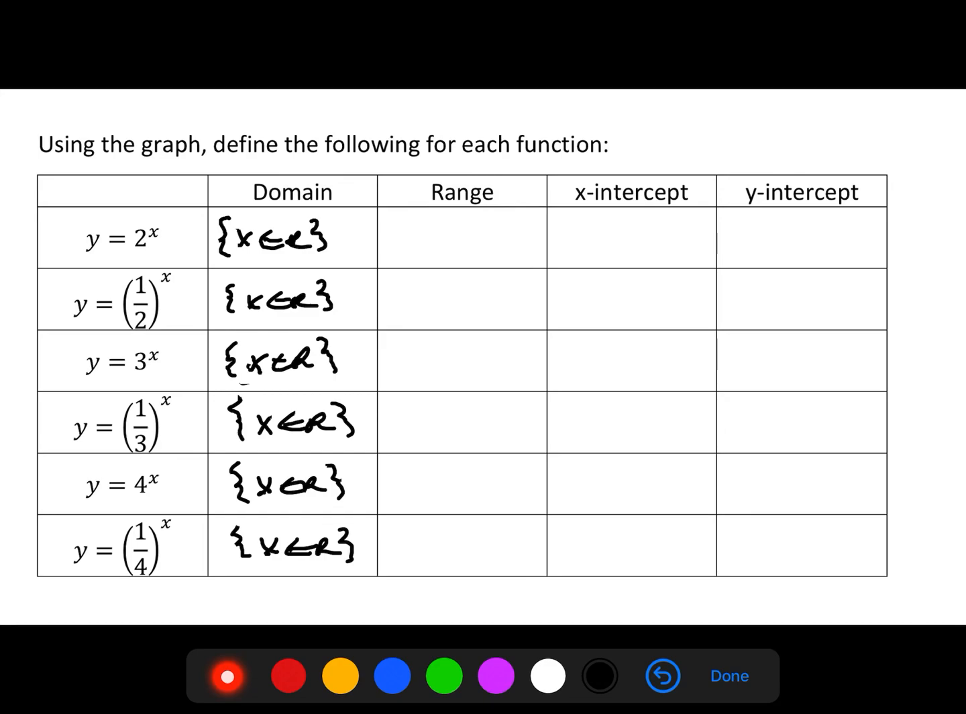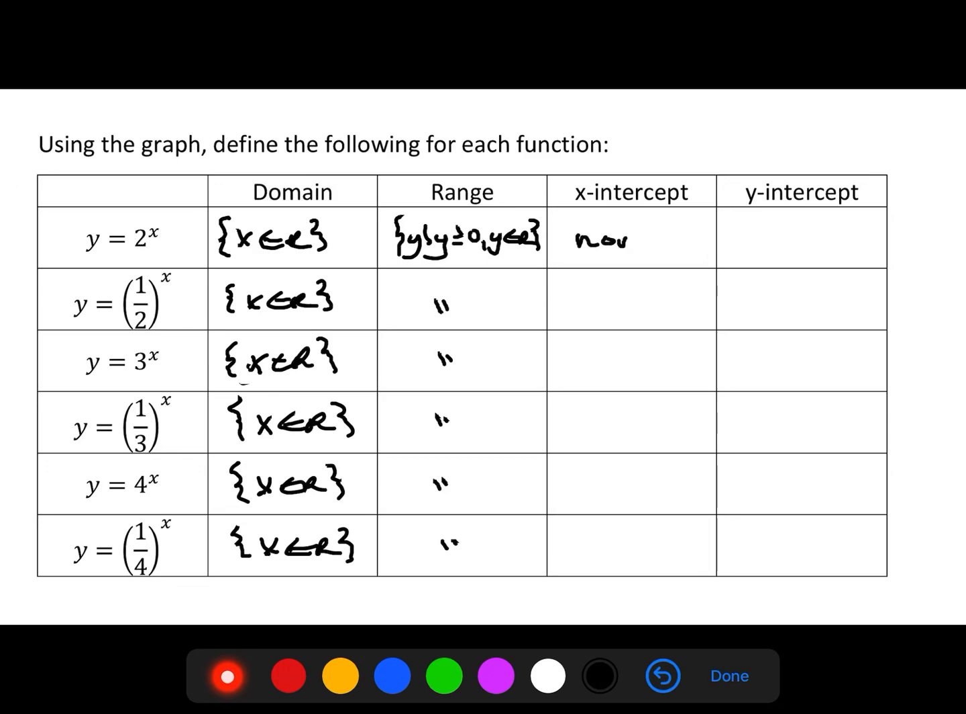Now, for our range, on the other hand, there are restrictions. Notice that we are never going to have a y value of 0. So we notice that our range for all of these functions is y such that y is going to be greater than 0. And as long as it is, y can be any real number. So that is going to be the same for all of our functions here as well.